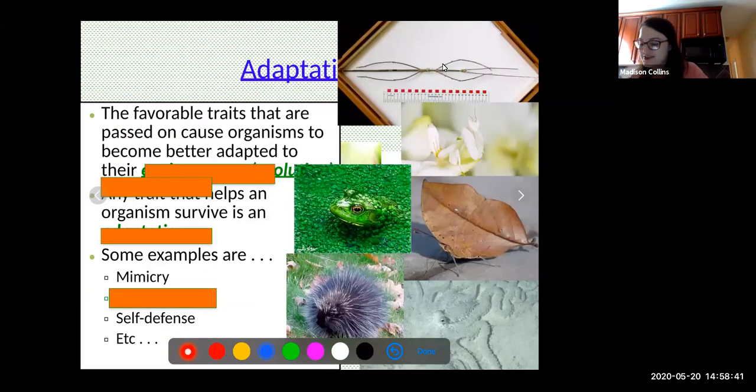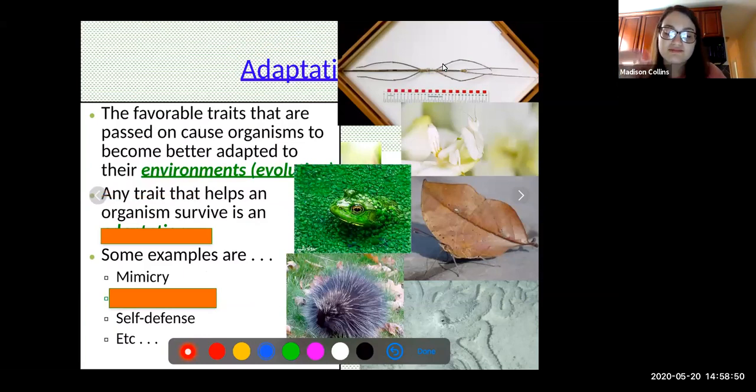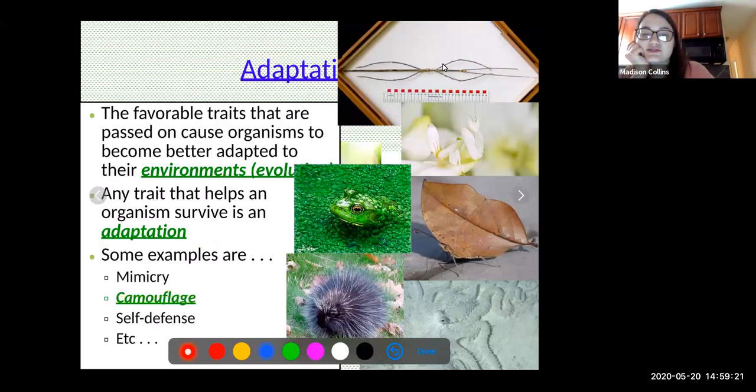All right, adaptations. The favorable traits that are passed on cause organisms to become better adapted to their environments through evolution. Adaptations are just those favorable traits that allow organisms to survive. I know the word adaptation makes it seem like one individual organism is adapting to its environment, but these are more often described as traits that allow them to survive. So any trait that helps an organism survive is an adaptation. Some examples of this are mimicry, camouflage, and self-defense.